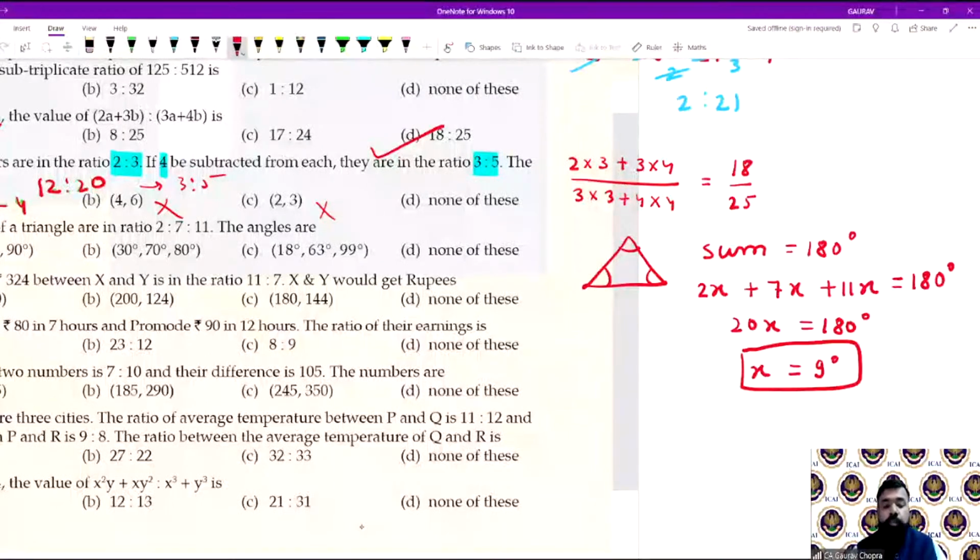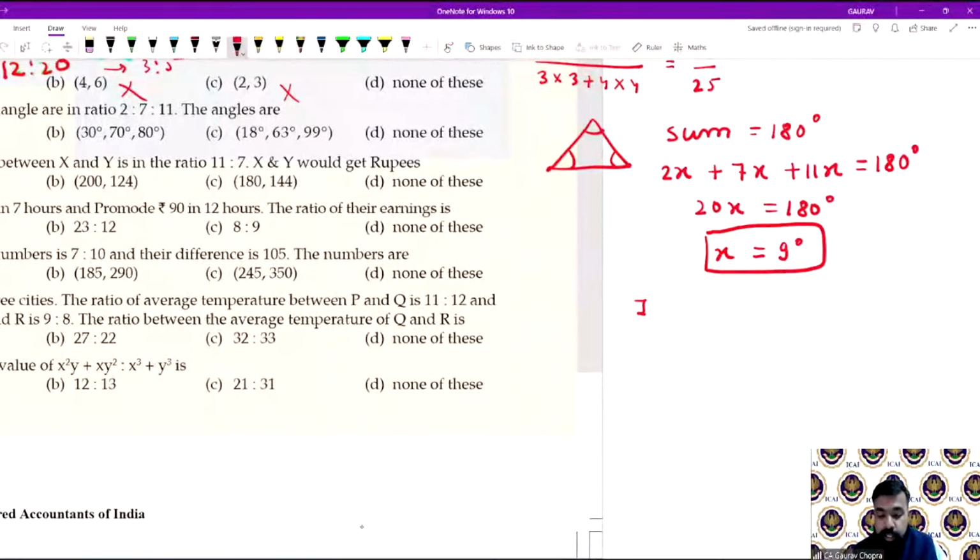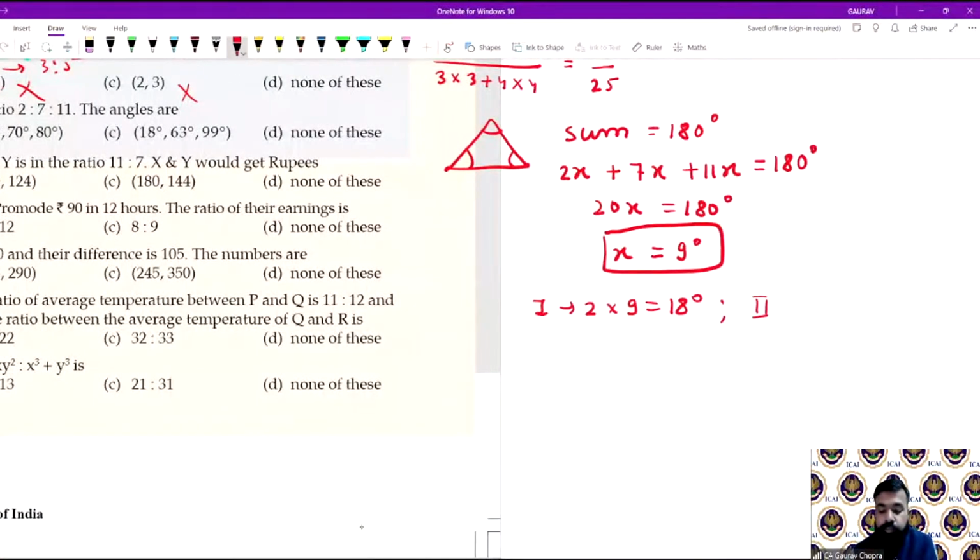x is 9, but this is not the final answer. What is the final result? The first angle will be 2x, so 2 multiplied by 9, 18 degrees. Second angle will be 7 into 9, that is 63 degrees. And third will be 11 into 9, that is 99 degrees. So in this manner, we can easily calculate.